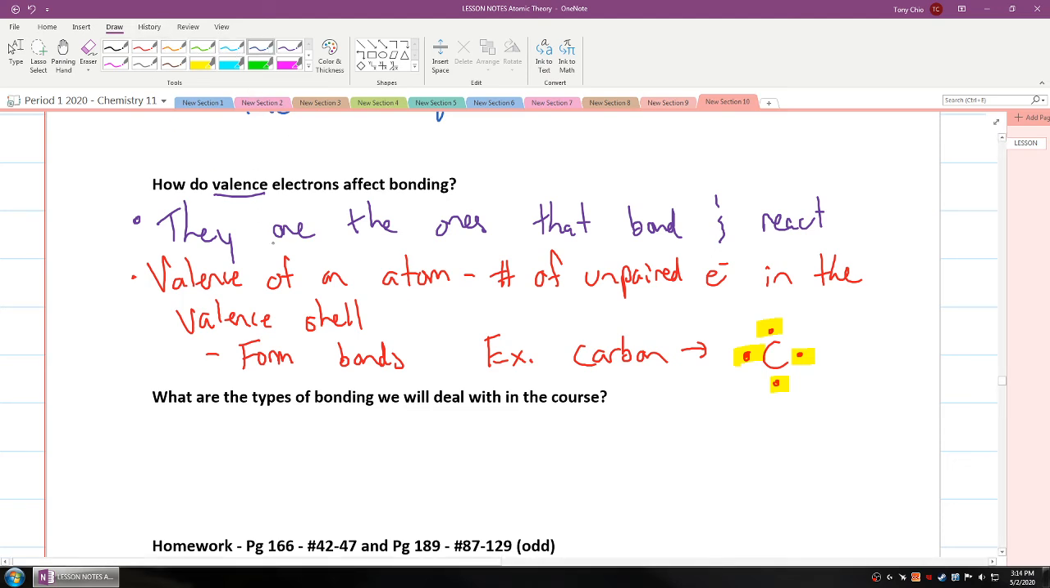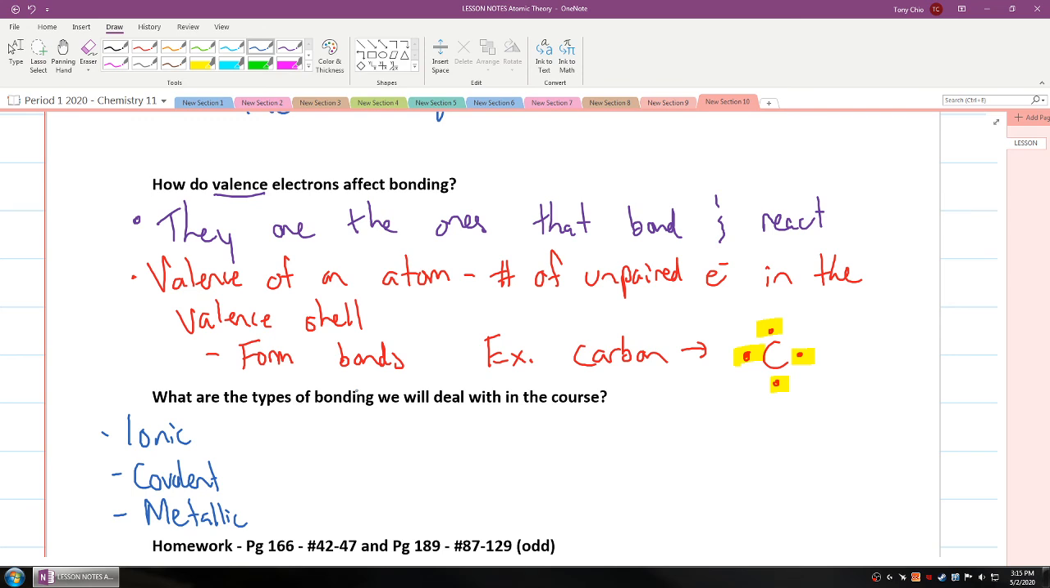Now, other than bonding in general, what are the types of bonding we will deal with in this course? Well, there are 3 types. There's ionic, there's covalent, and there's one more called metallic. Alright, so those are the 3 types of bonding we'll deal with in this course.